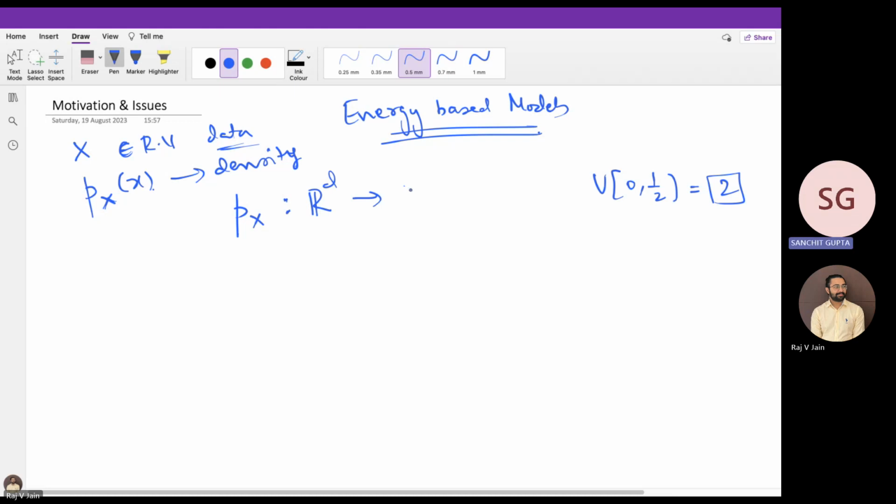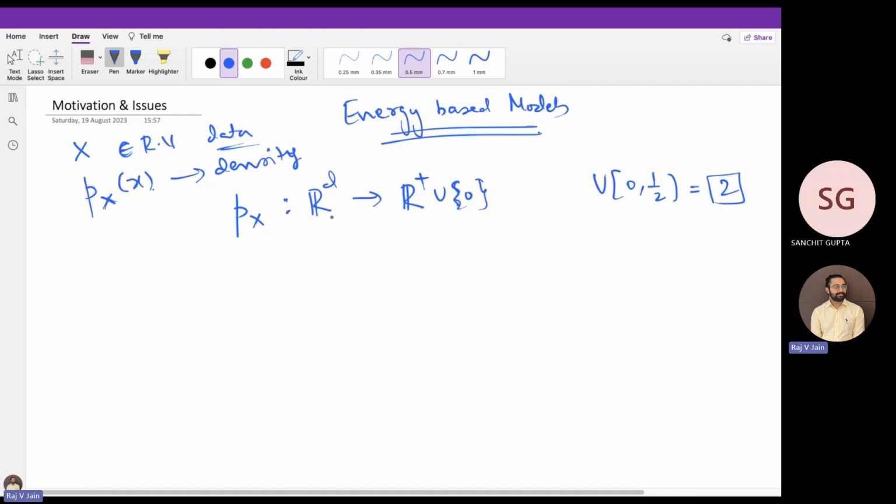No, it can't be negative. It can't be negative, right? So this basically goes from R^D to R plus. Is this fine? This is fine. Zero also is sometimes allowed, but okay, we'll discuss this small complication in a while.